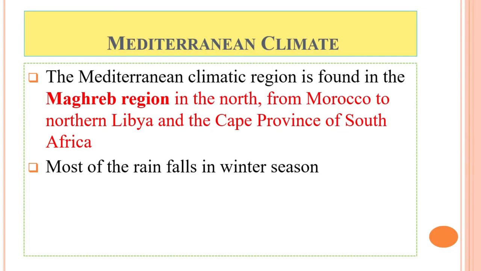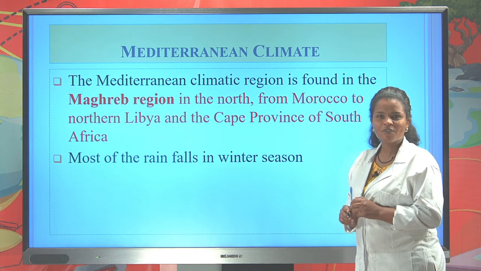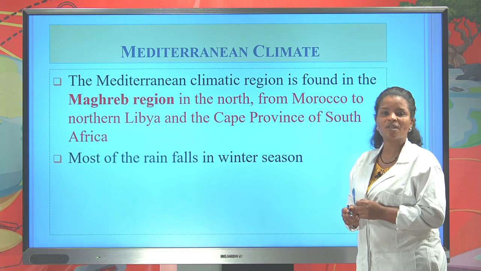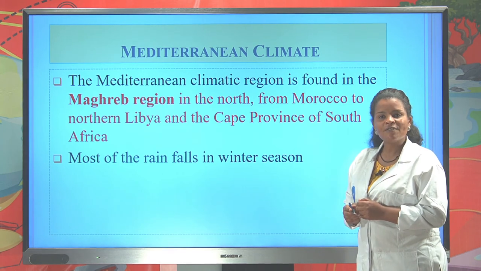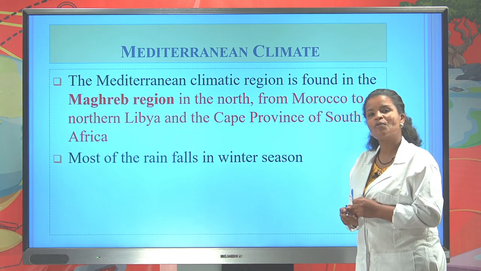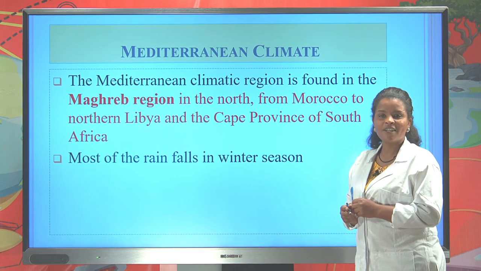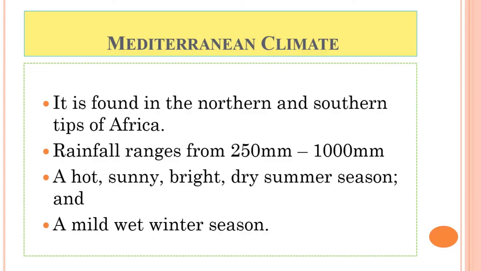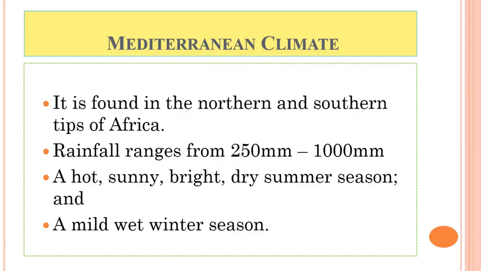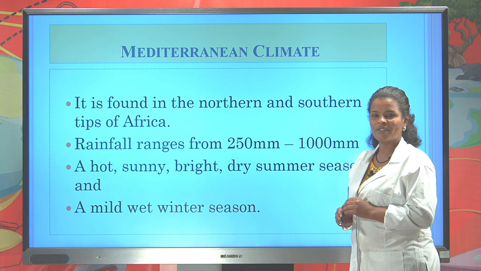The last climatic region of Africa is the Mediterranean climate. The Mediterranean climatic region is found in the Maghreb region in the north, from Morocco to North Libya, and the Cape province of South Africa. This region receives rainfall during winter season. The wind that starts from the Atlantic Ocean gives rainfall for this region, but the rainfall is little. It is mainly found in the northern and southern tip of Africa. The amount of rainfall is between 250 up to 1,000 millimeters. It has a hot, sunny, bright, dry summer season and mild winter season.